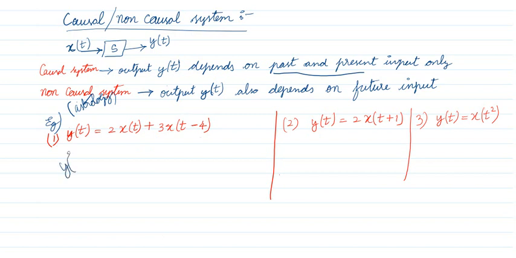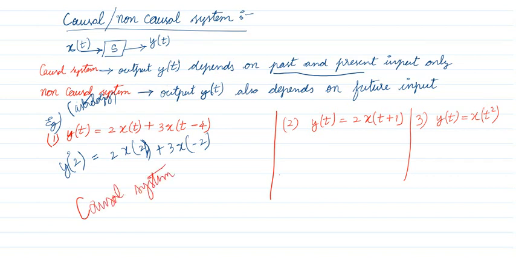Let me take t equal to 2. So t equal to 2, 2 into x of 2 plus 3 into x of 2 minus 4, which is x of minus 2. Output at time 2 depends on input at that time as well as input at the previous time, before 2, only minus 2 is there, right? So it depends on present time as well as past time. So this is an example of a causal system.